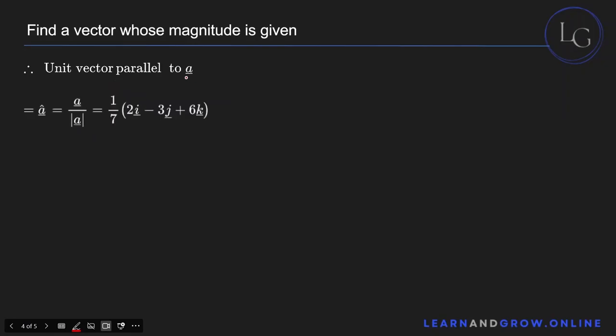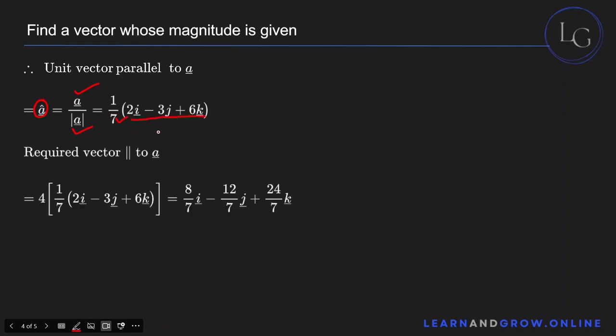So the unit vector parallel to A, right? The unit vector parallel to A, so this vector is equal to the actual vector A divided by its magnitude. We know the magnitude is 7, and the actual vector is already given to us in the question. So to find the required vector, you simply have to multiply the magnitude of that vector with the unit vector A, which is this, right?